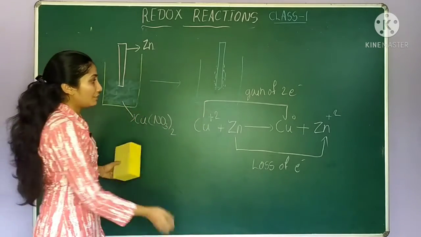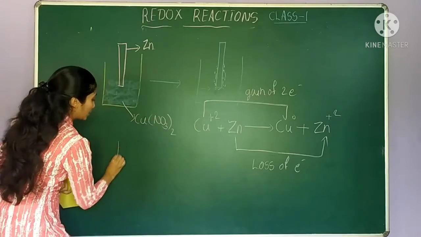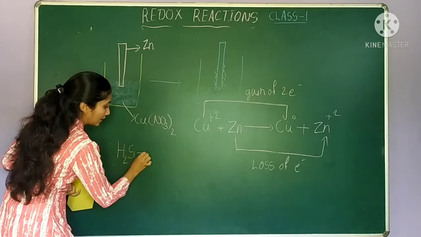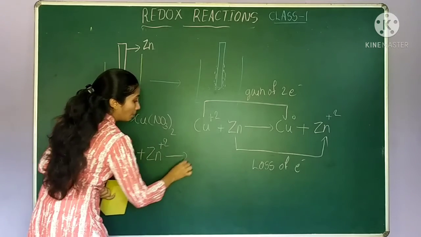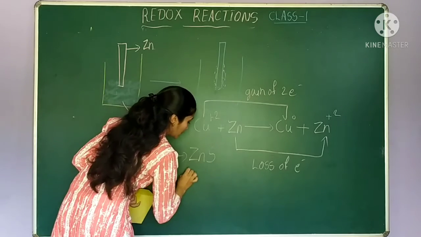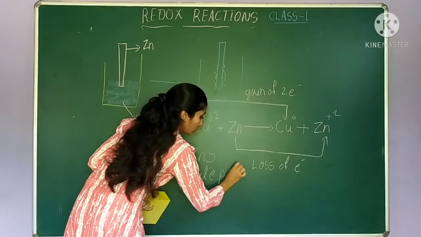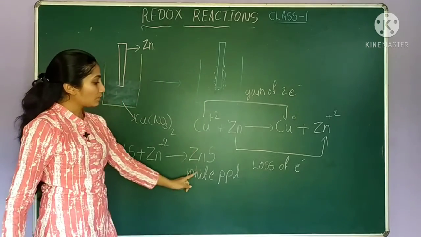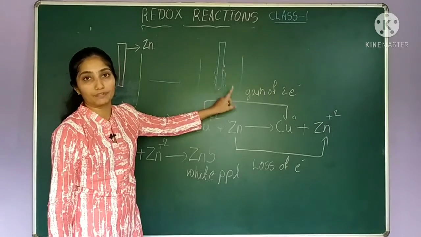See, if you pass H2S through this colorless solution, it will react with Zn plus 2 and form ZnS, which is a white precipitate. So formation of this white precipitate indicates that zinc entered into solution state and formed Zn plus 2 ions.